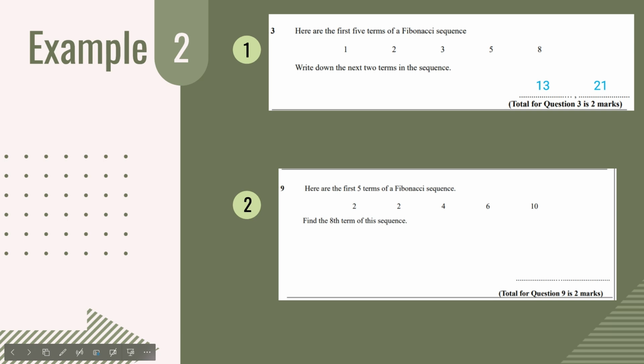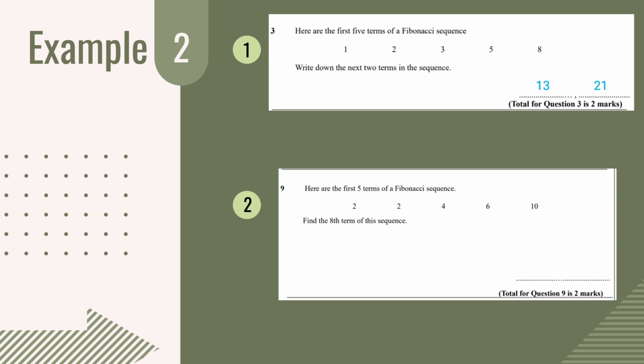Our second question also says, here are the first 5 terms of a sequence, but it's not the Fibonacci sequence, though it still follows the same principles and rules as the original. We are asked to find the 8th term of the sequence. So, as you can see, 2 plus 2 is 4, 2 and 4 we get 6, 4 and 6 we get 10, and so on.